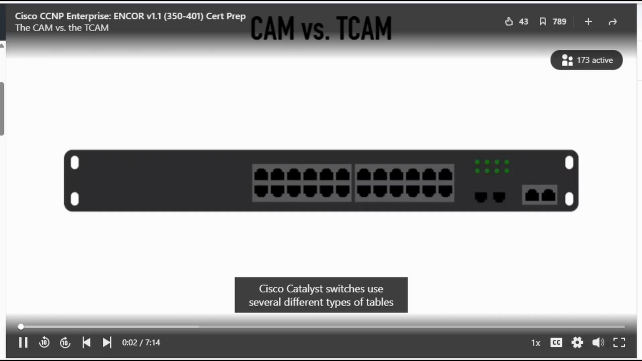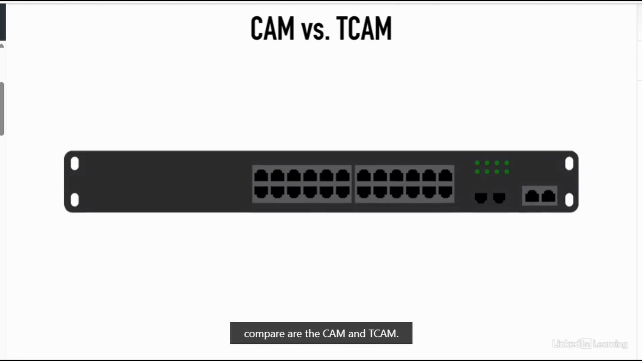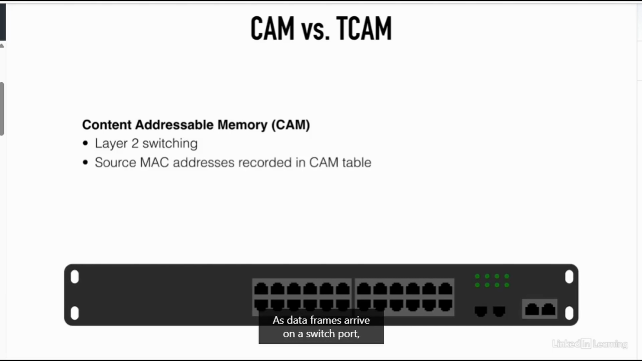Cisco Catalyst switches use several different types of tables to assist in the switching process. Two of these specialized memory architectures that we're going to compare are the CAM and TCAM. CAM stands for Content Addressable Memory, and all models of Catalyst switches use a CAM table for Layer 2 switching. As data frames arrive on a switch port, the switch will learn the source MAC addresses correlating to that traffic, and it's going to record those MAC addresses in the CAM table.